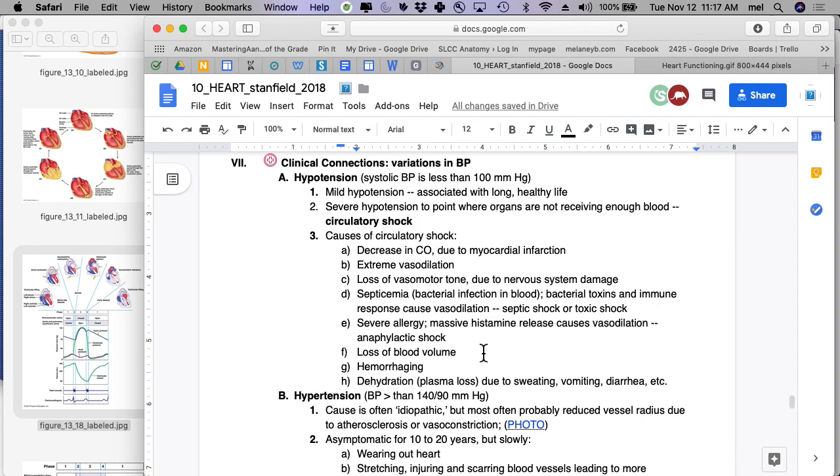Loss of blood volume. If you bleed out, you don't have enough volume, right, to maintain. Hemorrhaging, dehydration, massive dehydration can also cause shock, like sweating, vomiting, diarrhea, diuretics, all of those kinds of things. This is the way, by the way, that some people who have eating disorders, anorexia and bulimia, end up dying related to it because they lose so much fluid, especially when they're taking diuretics, that they go into shock and they just don't wake up from it.